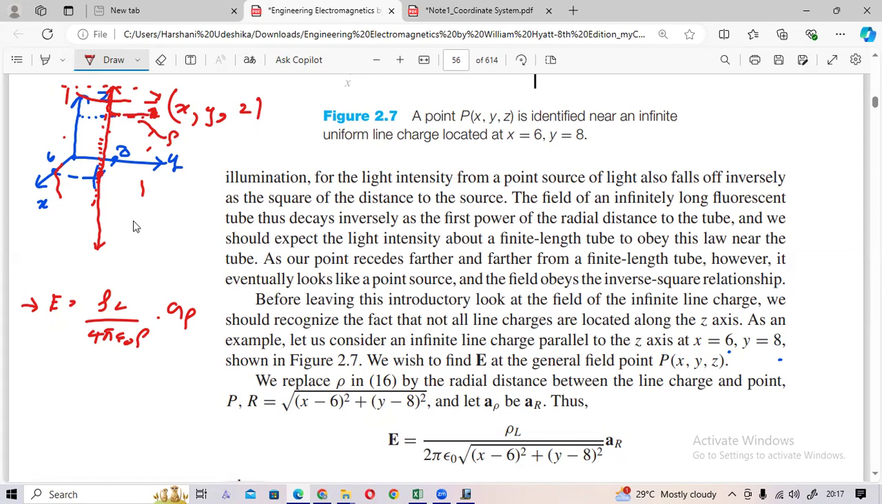Now what you have to understand is that if you consider any point on the Z axis, the same value is there. If you consider the Z axis, the same value is there, because it is parallel to Z and it goes to infinity.